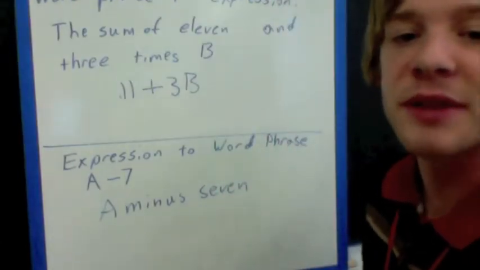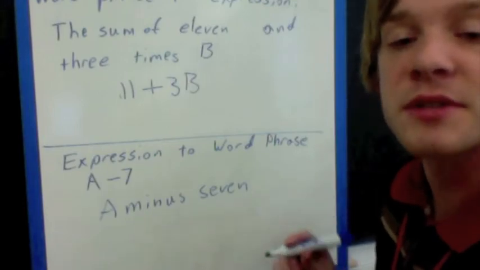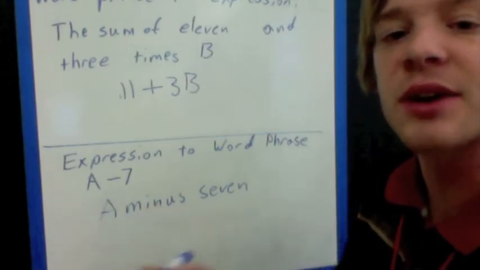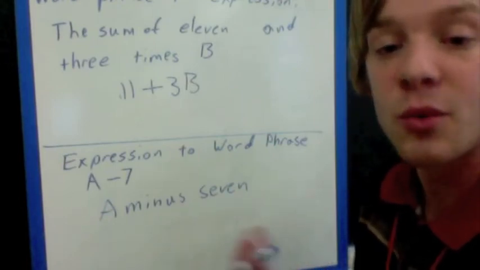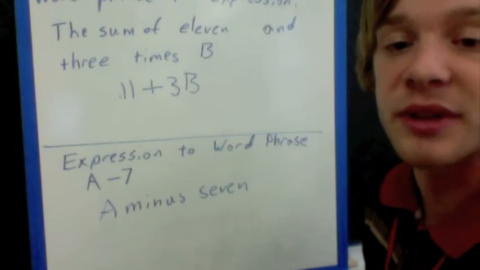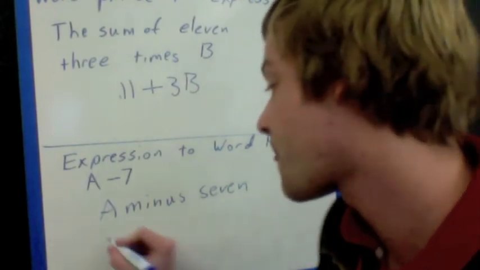But I can also write this different ways. This is one way that's correct. I can also say 7 less than a. Since we're taking 7 things away from a, whatever we get is going to be 7 less than a. So that's another way I can write this out, 7 less than a.